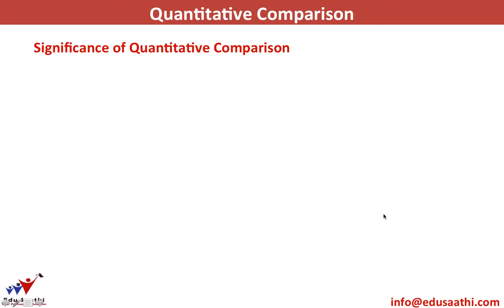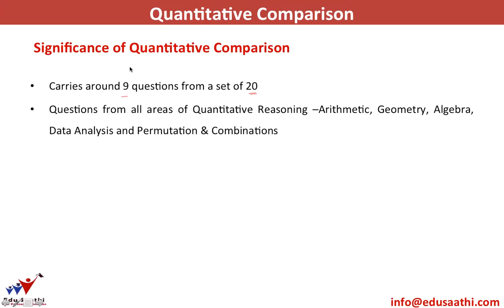So moving ahead, let's look at what is the significance of doing this lecture. Out of a set of 20 questions that you get, there are 9 questions that are there on quantitative comparison. So it is very important to understand this concept in greater depth. Secondly, the questions on quantitative comparison are from all areas of quantitative reasoning. You'll get questions related to arithmetic, geometry, algebra, data analysis, permutation and combination.